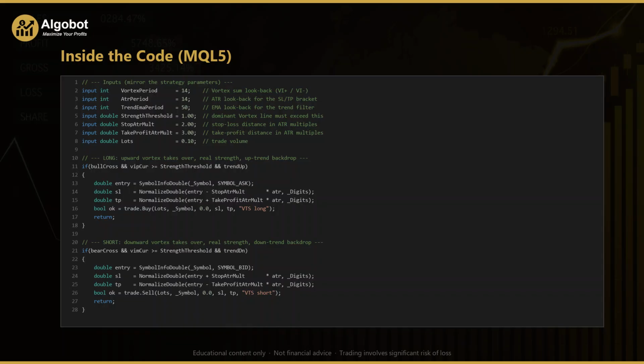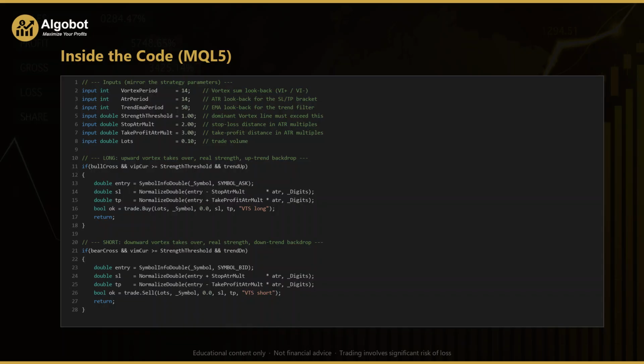When all three are satisfied, the code reads the ask price as the entry. It then sets the stop loss at the entry minus the stop multiple times ATR, and the take profit at the entry plus the profit multiple times ATR. Finally, it calls trade.buy with the lot size and those protective levels attached.